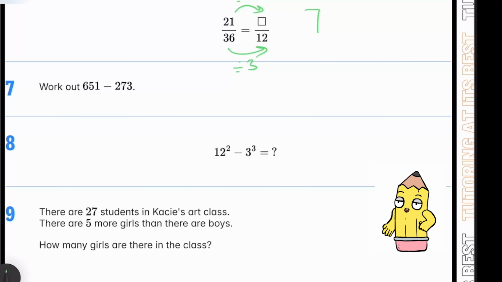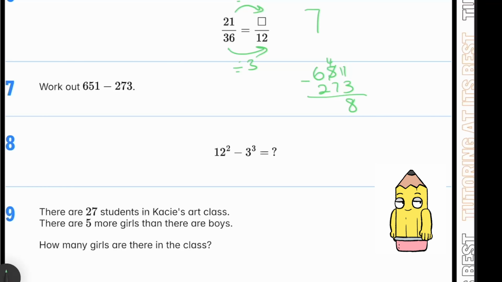Okay, question 7. Work out 651 minus 273. So let's use the column method here. So 1 is smaller than 3, so we have to exchange 1 ten for 10 ones. So that becomes 4 and that becomes 11. 11 take away 3 gives us 8.